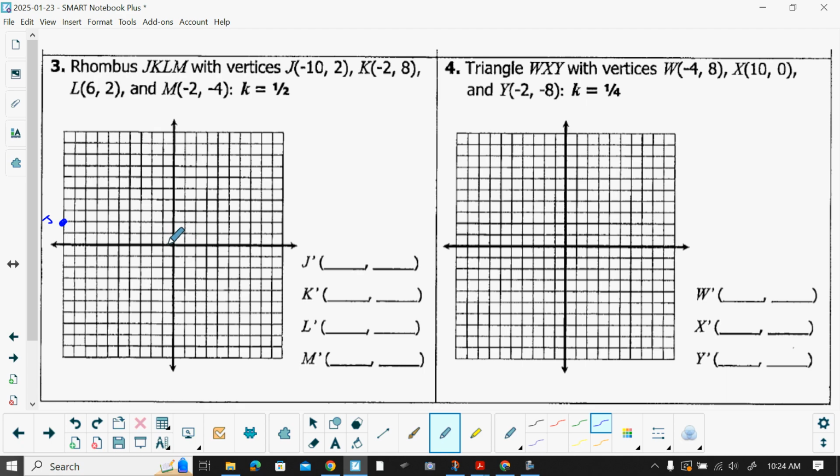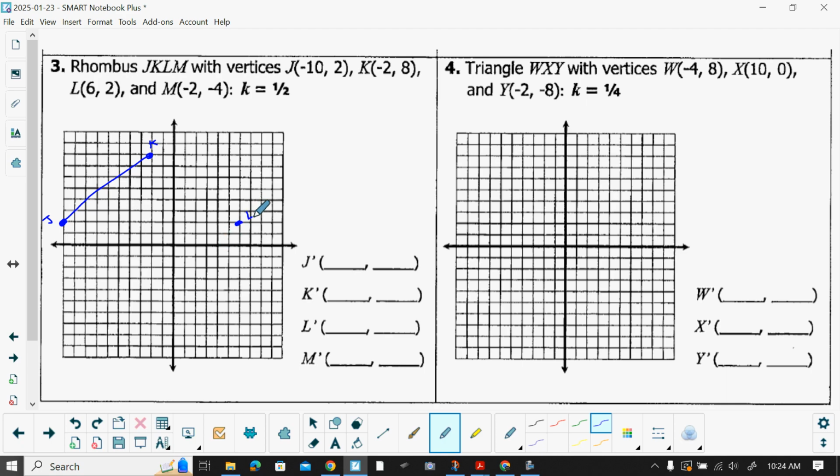J, K, negative 2, 8. Back 2, up 8. 1, 2, 3, 4, 5, 6, 7, 8. Here's point K. Okay. L, go ahead and connect these dots here. L, 6, 2. 1, 2, 3, 4, 5, 6, 2.